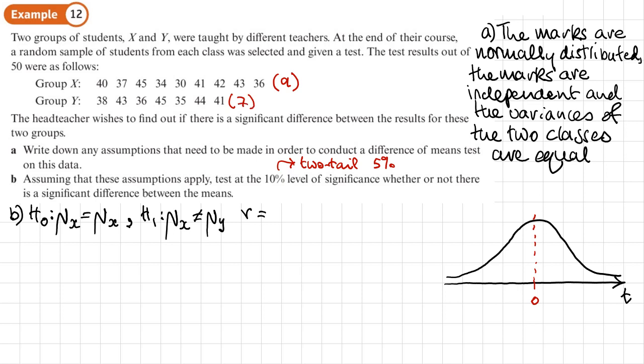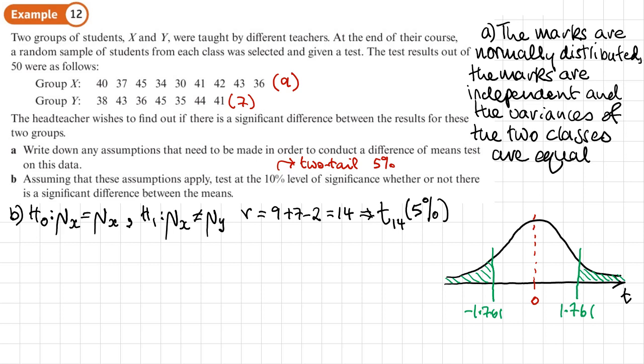So degrees of freedom is going to be 9 plus 7 minus 2. So that's going to be 14. So it's a t-distribution with 14 degrees of freedom. Two-tailed test. So we're looking for 5% to find what these critical values are on the left and the right. So from the table, 1.761 and then negative 1.761. So these are our critical regions here in our tails.